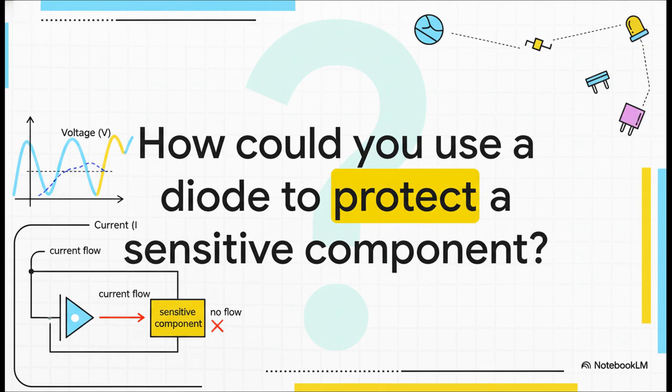So I'm going to leave you with a final thought to chew on. We've just seen that a diode has this really specific personality, right? It only lets current flow in one direction. So how could you use that very specific property to protect another, more sensitive component from getting damaged? Think about it. That's the kind of application question that really separates a good answer from a truly great one.